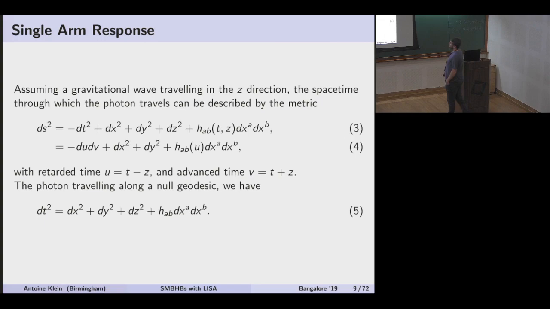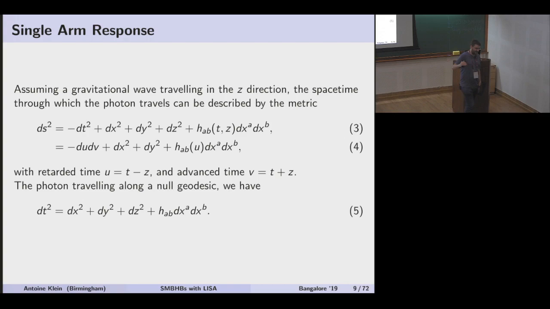So if you assume that you have a gravitational wave that travels in the z direction, you can write the metric, assuming you're in a Minkowski space and you have a perturbation due to a gravitational wave. You can write it in two forms. You can write it with Minkowski variables, or you can change to use retarded time and advanced time, in which case your wave perturbation depends only on the retarded time, which makes this very useful for the following.